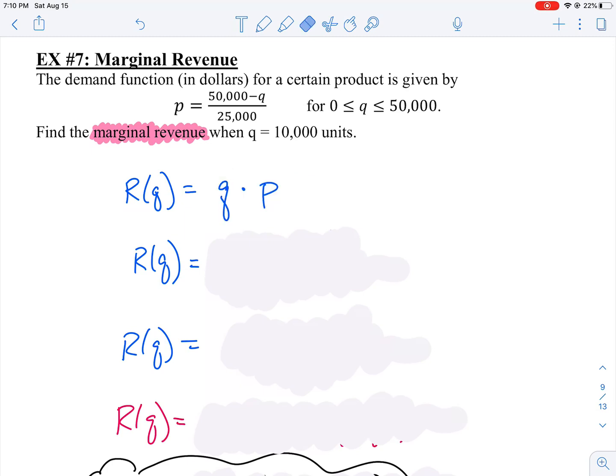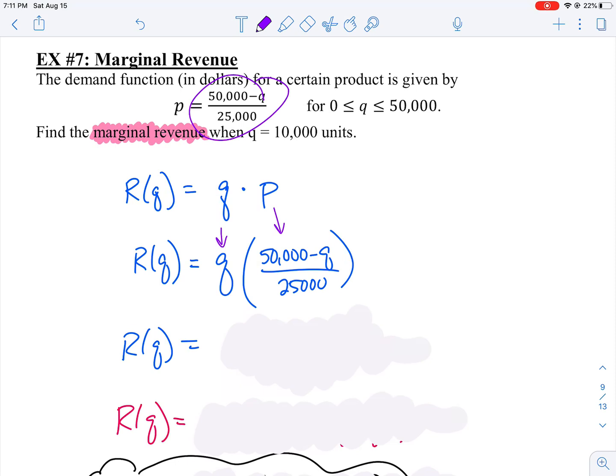Well, we know first that revenue is really Q times P, the quantity times the price. We want to keep Q as a variable for right now because this revenue is going to change depending on how many we sell. So we're not actually plugging in Q yet. Let's find the marginal revenue first, and then plug in the 10,000 so we know what the marginal revenue is when we sell 10,000. So we have our Q in our formula, a certain quantity, times the price depending on the quantity. Remember, P up above was 50,000 minus Q divided by 25,000.